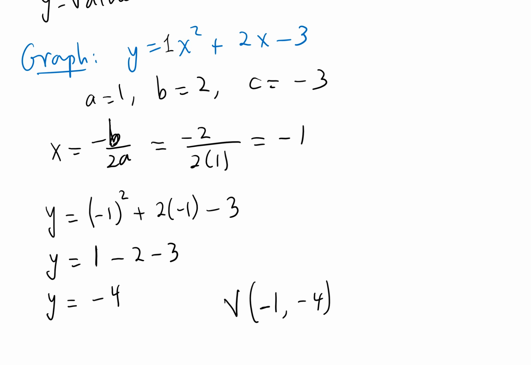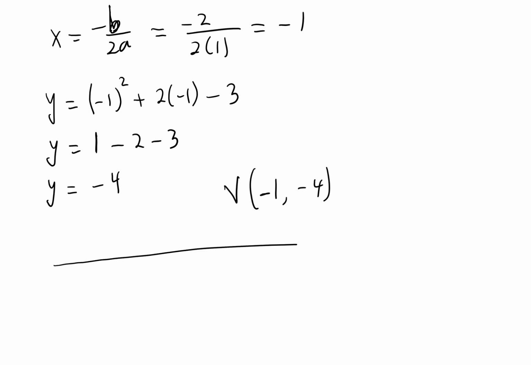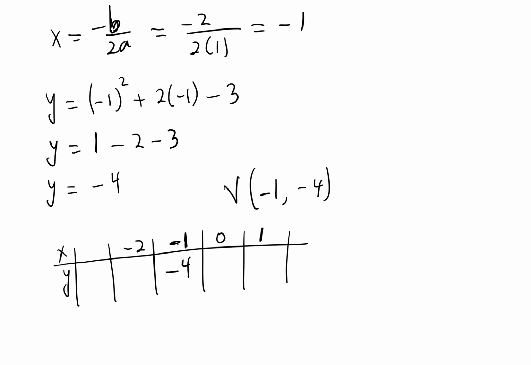Now to finish that up, we construct a table of values. You put x equals negative 1, with negative 4, in the middle of the table. And we choose two values that are larger than negative 1 and two values smaller than negative 1. So on the number line after negative 1 you get 0, and then after that is 1. Before that would be negative 2 and negative 3.